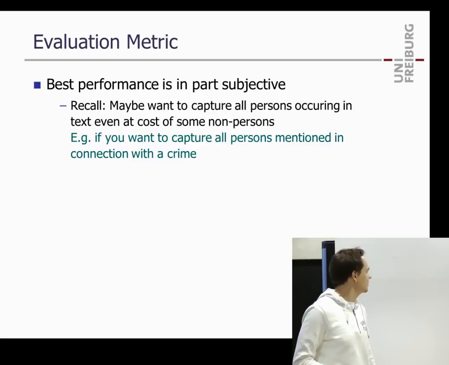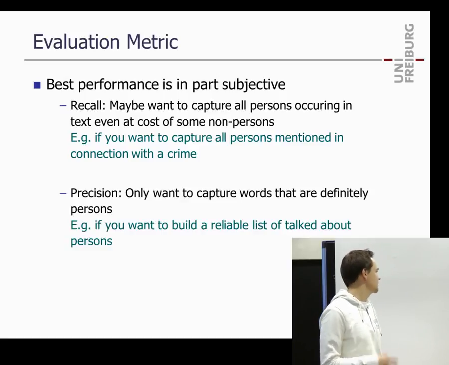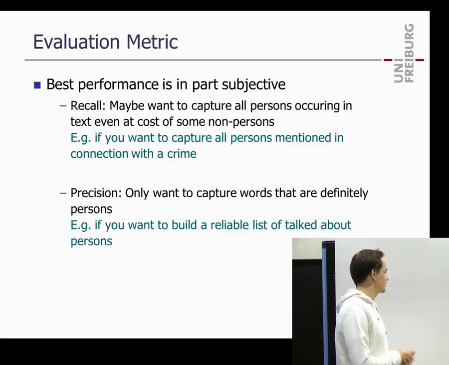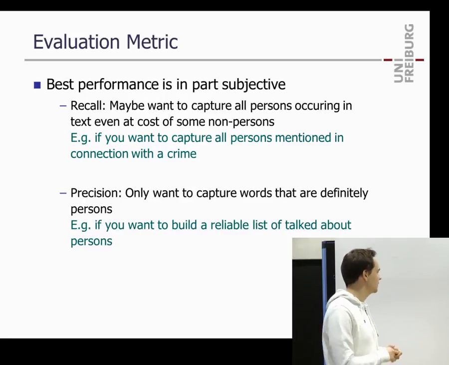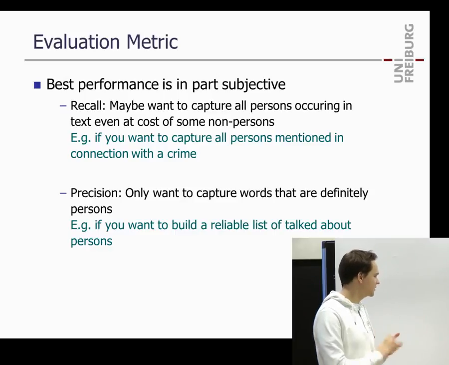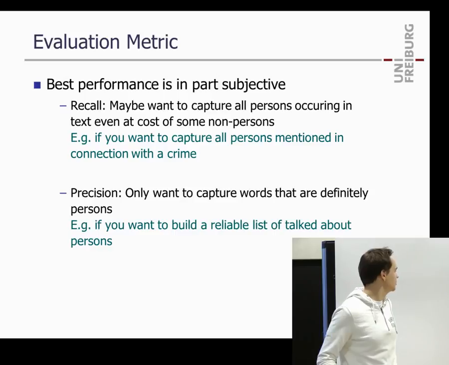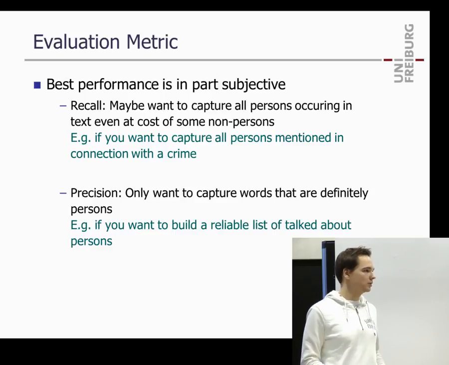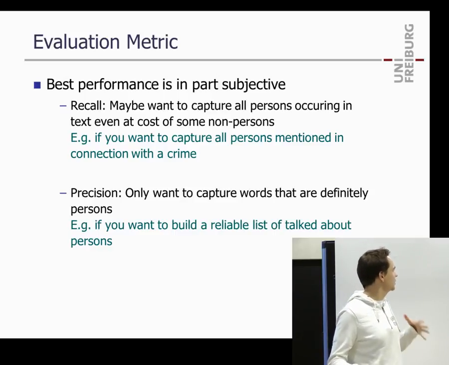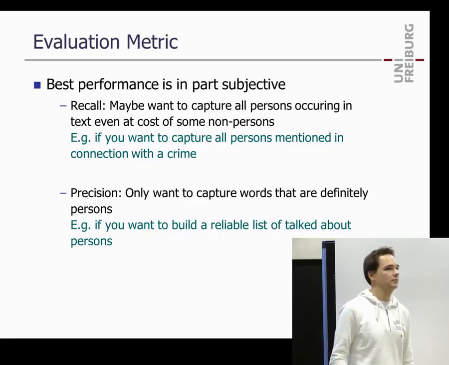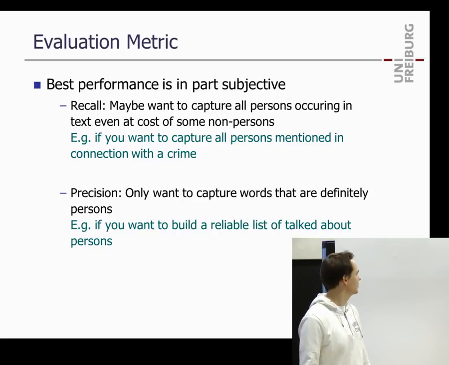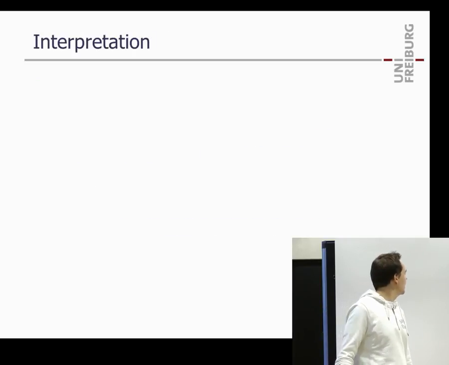This would be a different kind of goal than saying you only want to capture words that are definitely persons. For example, if you want to build some reliable list of people that are very much talked about, but you want to be sure they're only persons and not things that are talked about, then you have a very different goal. And that's what you have to keep in mind when you evaluate your performance, that you know what you actually want from your overall system. Yeah, okay. Hope that's understandable.